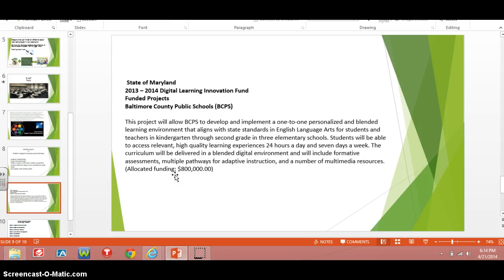This is a funded project, and what it's doing is delivered in a digital environment that will include formative assessments, multiple pathways for adaptive instruction, and a number of multimedia resources. The allocated funds for this particular funding for the Baltimore County Public Schools is $800,000, and students will be able to access relevant, high-quality learning experiences 24 hours a day, 7 days a week.